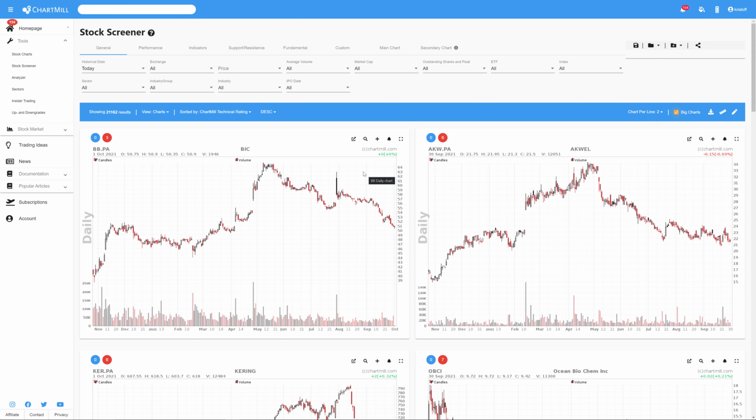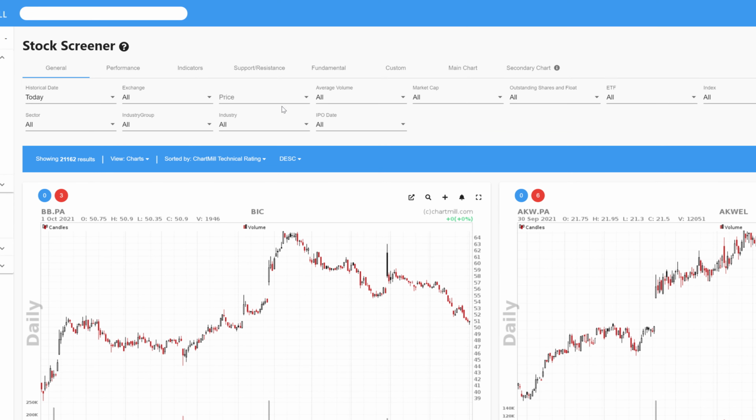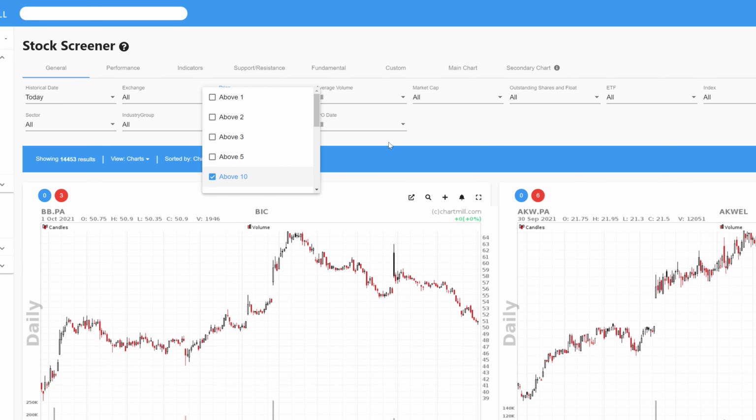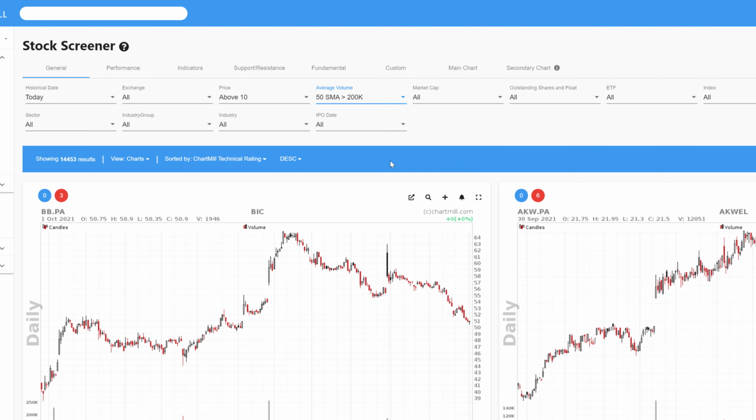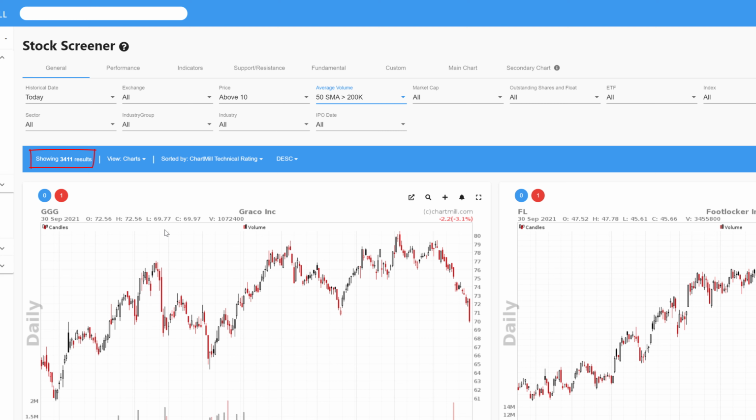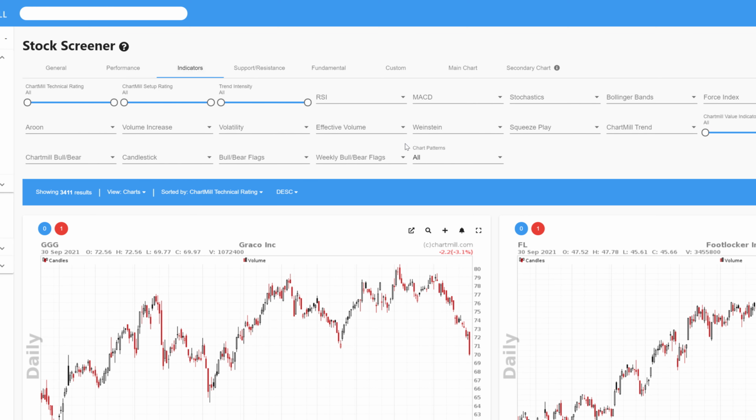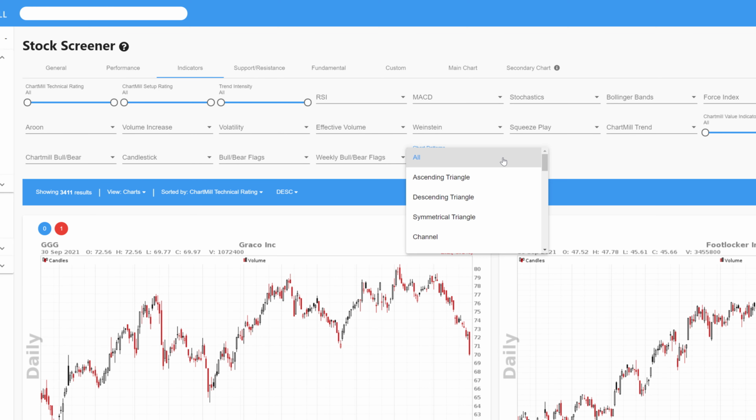I always start with some general basic filters, which I select under the General tab on the stock screener page. In this example, I only set a minimum price and a minimum volume. This immediately reduces the number of eligible stocks to approximately 3,400. To define a specific triangle pattern, select the Chart Patterns filter on the Indicators tab and open the drop-down menu. In this case, I pick the descending triangle pattern.